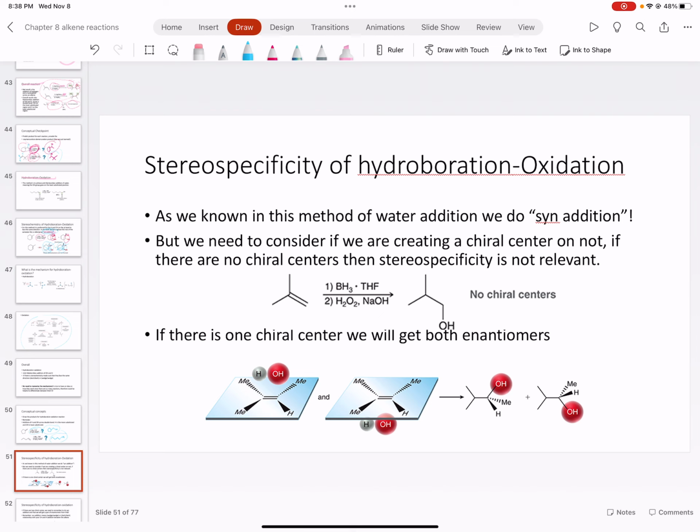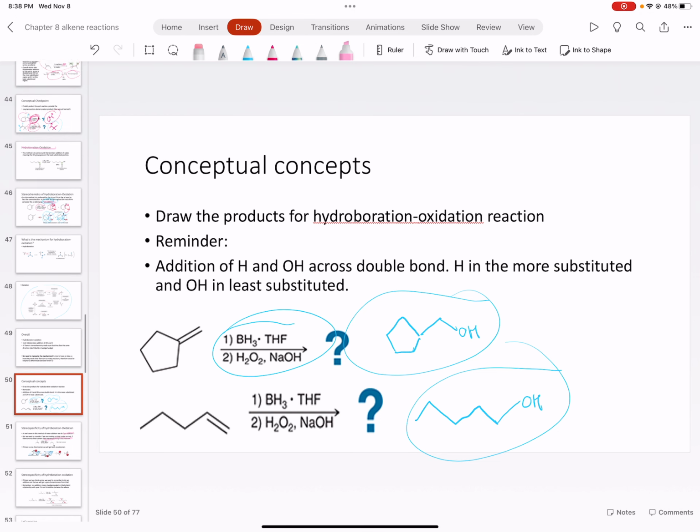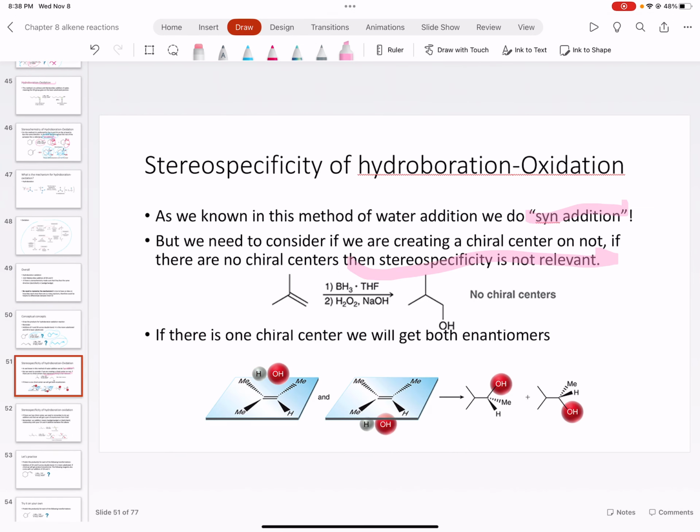So then, specificity of hydroboration oxidation. As we know, in this method of water addition, we do syn addition, meaning what we said, wedge wedge or dash dash. But we need to consider if we're creating a chiral center or not. If there is no chiral center, then specificity is not relevant. Just like in here, it's not relevant. But if there's one chiral center, we get both enantiomers.